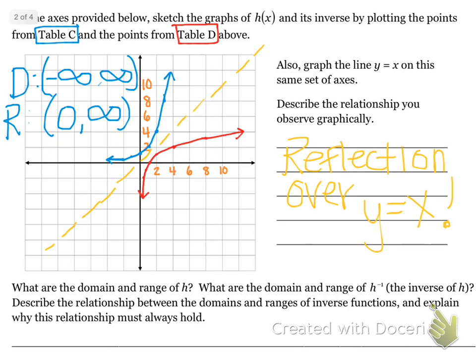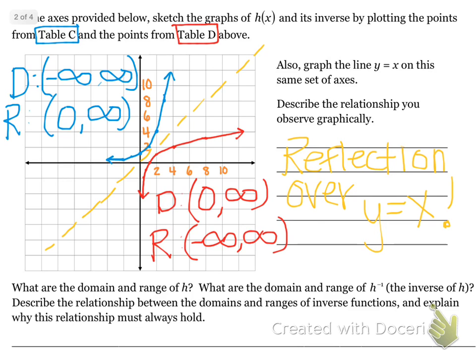So when you look at the inverse in red, the domain is going to be 0 to infinity because it's never going to cross the y-axis, which is a parenthesis, and the range is all real numbers, so it's negative infinity to infinity. So it asks, describe the relationship between the domain and ranges of the inverse functions and explain why this relationship must always hold.